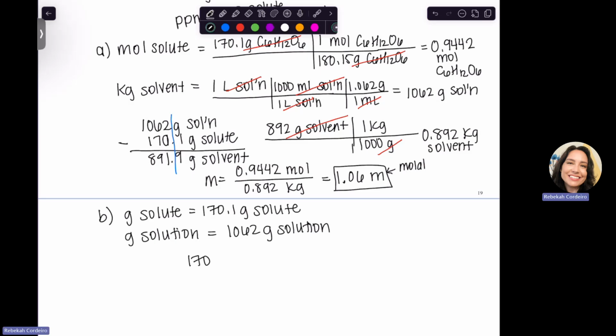And so we'll take our grams of solute over our grams of total solution times 100%. And we'll get 16.02%. And we can say mm after the percent if we want to describe it as a mass percent.